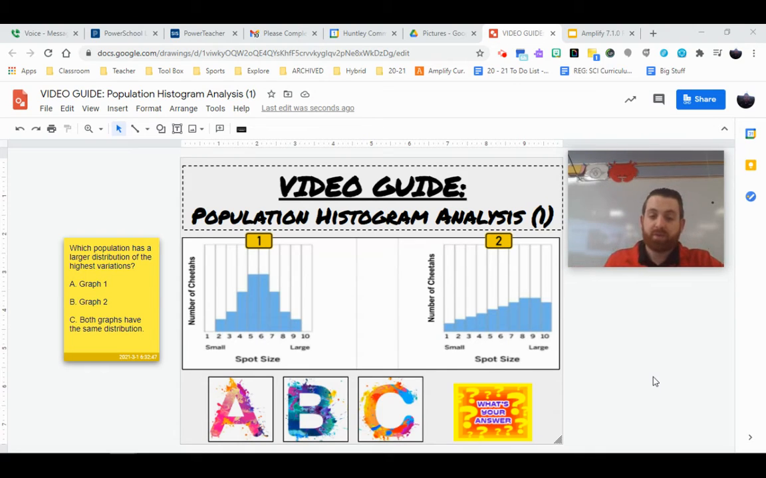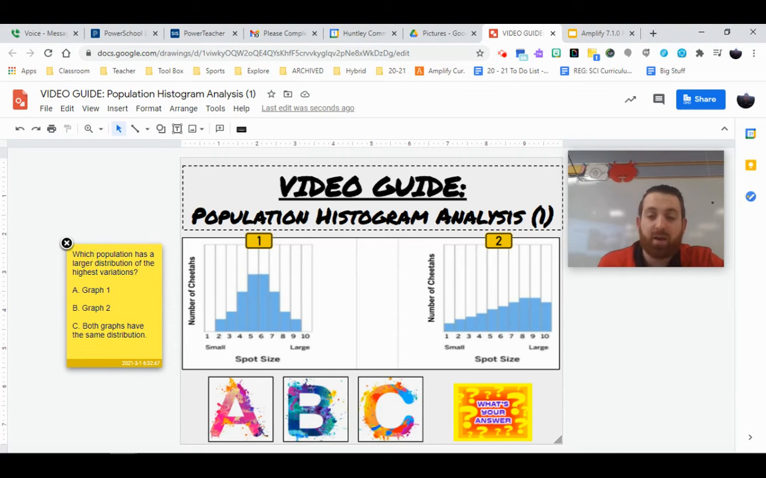So if you notice, we have two graphs here that deal with the number of cheetahs. And those cheetahs have different spot sizes from small to large. And then histogram 1 obviously has a different variation in distribution versus histogram number 2. Now, we're not going to really say a whole lot. We're really just going to dive right into the question before we analyze how to go about answering this question. So let's go ahead and look at the question and answers first.